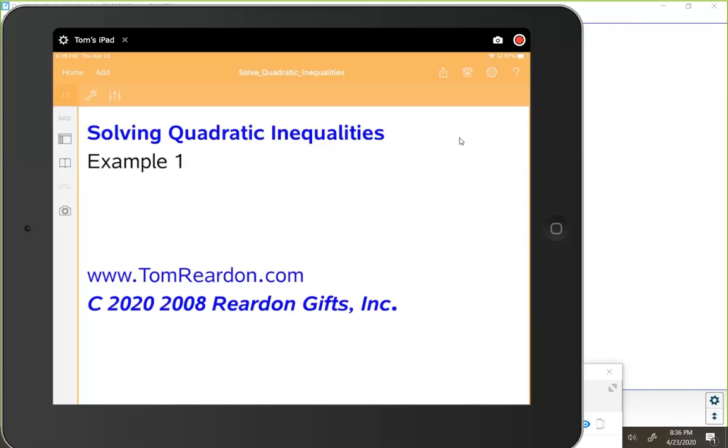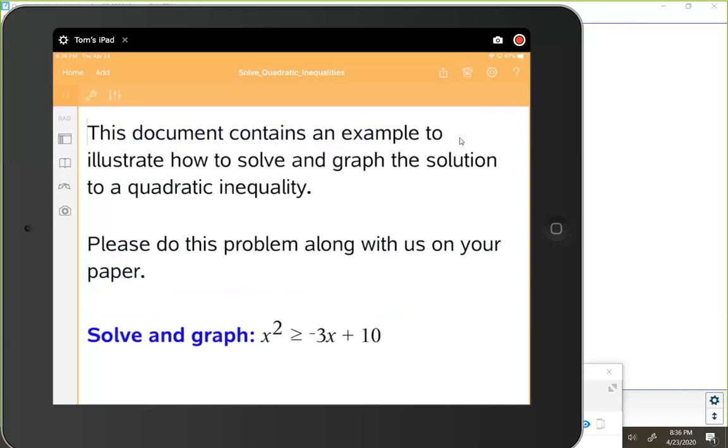All right, so this is another of what I call step-by-steps. I'm curious at the end if people like these or if I'm the only person in America that likes these, so you can tell me that at the end. But this is an example. We're going to solve and graph: when is x squared greater than or equal to negative 3x plus 10?